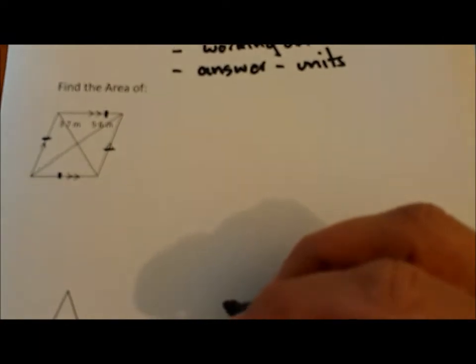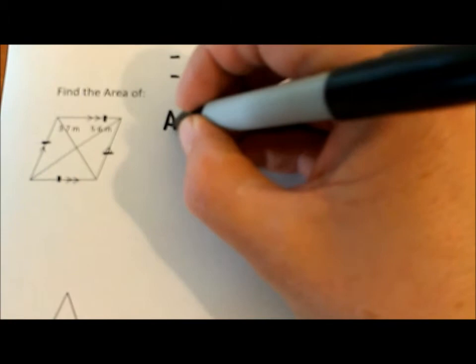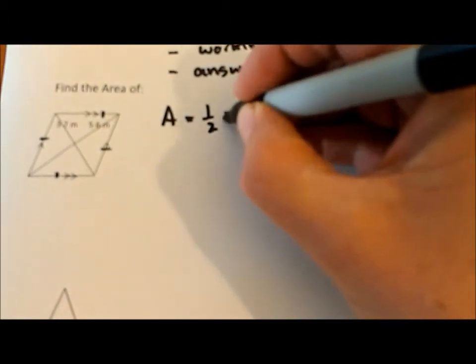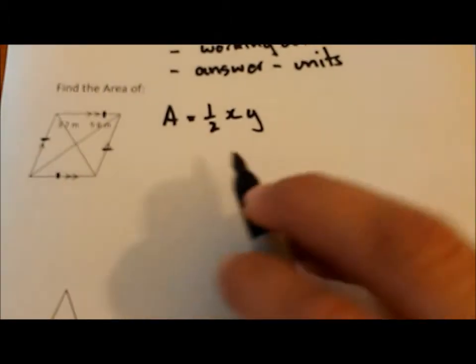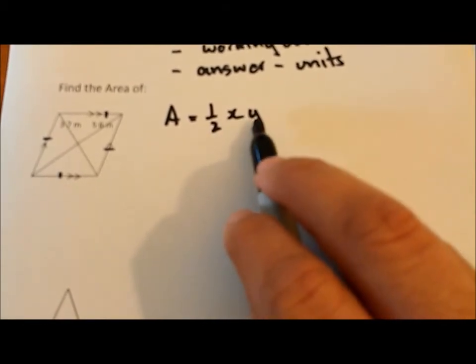So to find the area of this shape here. This shape here doesn't show it, but I'll mark it on quickly. All four sides are equal in length. It's a rhombus. So the area of a rhombus. So I've identified the shape, the formula now. Area of a rhombus is a half xy, or some of you know it as a half d1 d2. So it's a half the product of the diagonals.